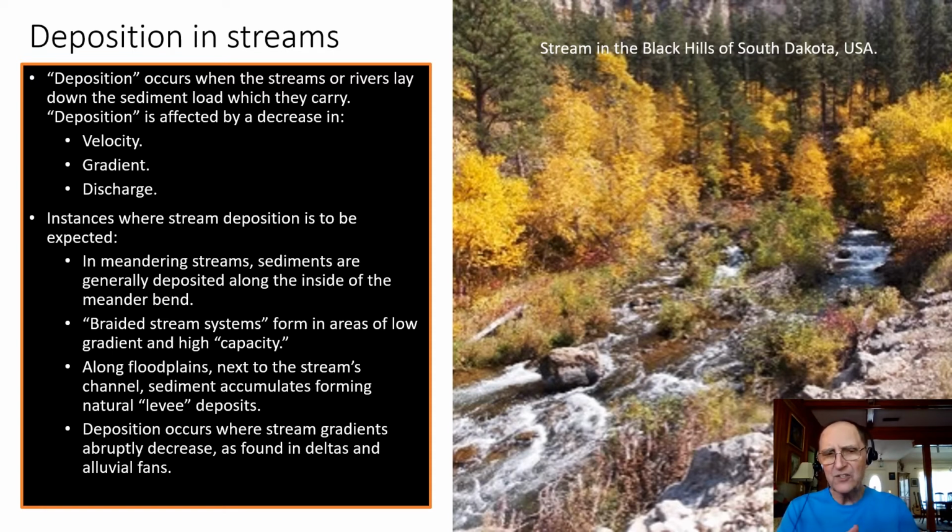Also, we can have a braided stream system that will form in areas of low gradient and high capacity. Along floodplains next to the stream's channel, sediment may accumulate, forming what we call a natural levee. And deposition generally occurs when the stream gradient abruptly decreases, as found in deltas and in alluvial fans. The picture is a stream in the Black Hills of South Dakota in the U.S.